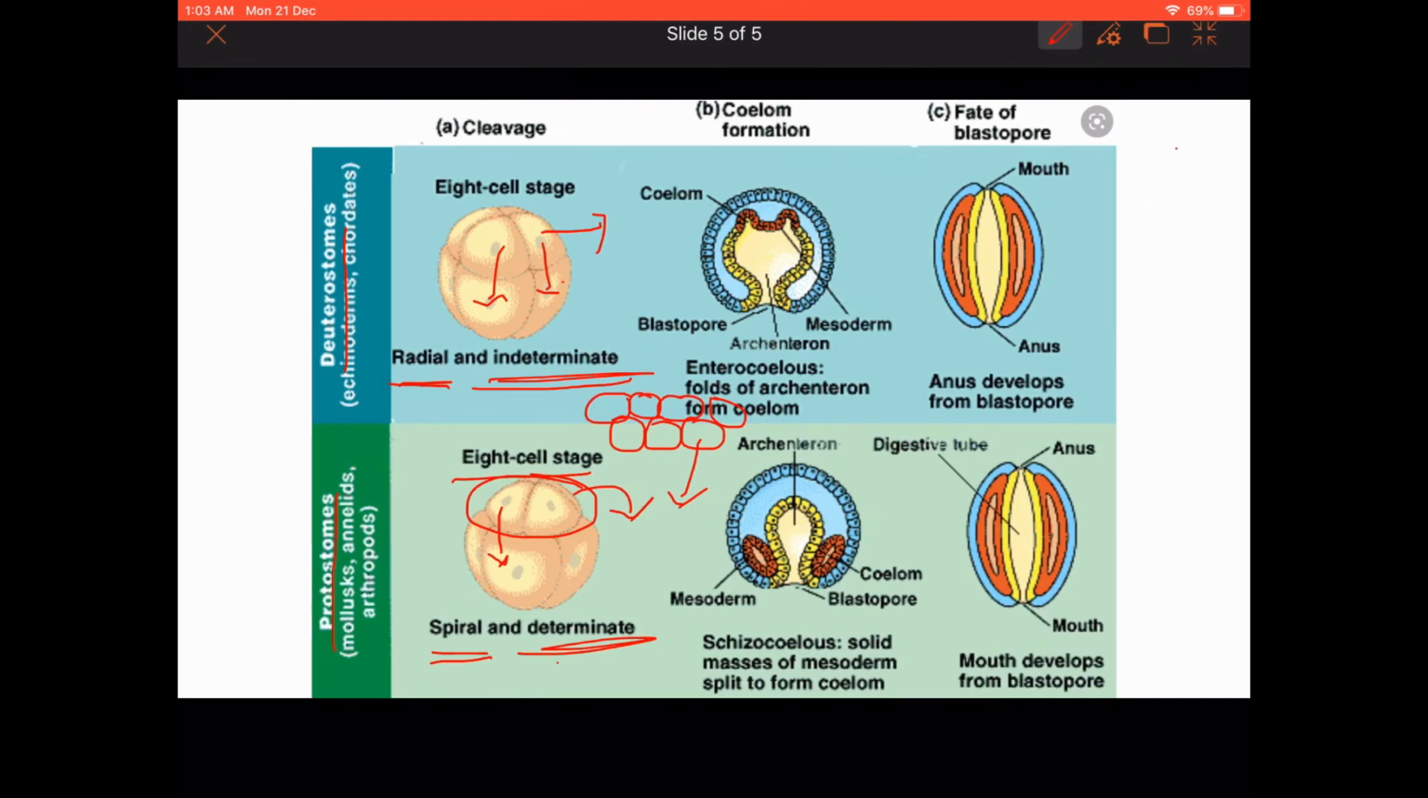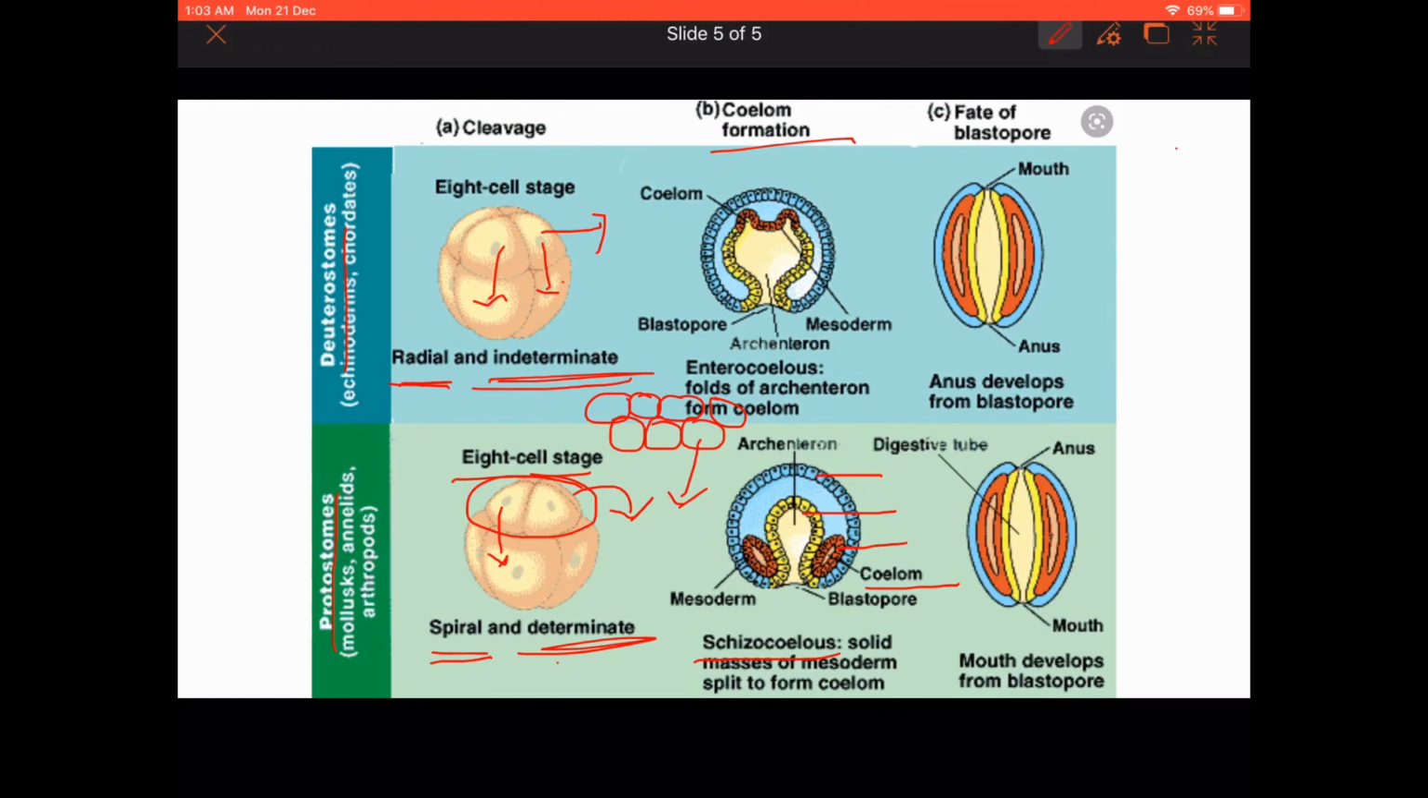Now, if we talk about coelom formation, then in protostomes there is schizocoelous coelom. Schizocoelous coelom means the coelom which develops by splitting of the mesoderm. So this is the gastrula, in which this is the ectoderm. This yellow layer is the endoderm and the red one is the mesoderm. So this mesodermal mass splits and forms a cavity which is known as coelom. Right? So protostomes have schizocoelous coelom.